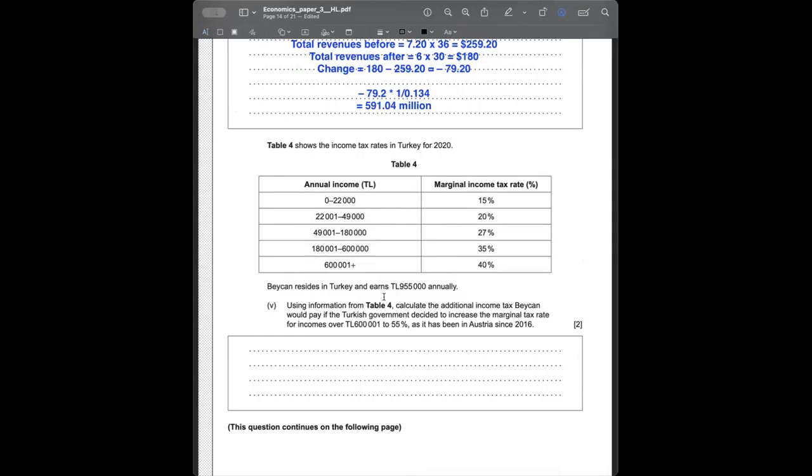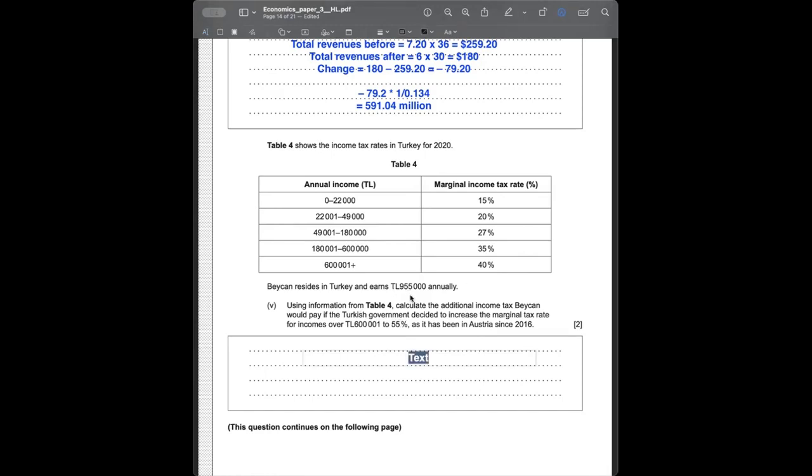Table 4 shows the income tax rates in Turkey for 2020. Using information from table 4, calculate the additional income tax Beacon would pay if the Turkish government decided to increase the marginal tax rates for incomes over 600,000 to 55%, as it has been in Austria since 2016.